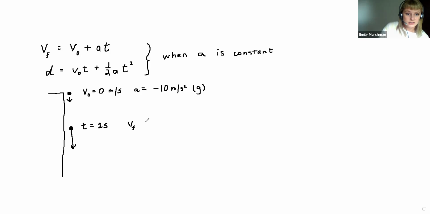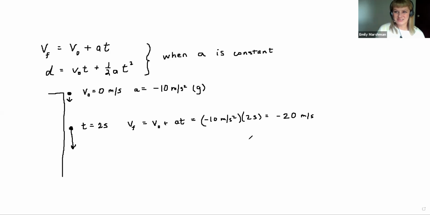So V final is equal to V initial plus AT. The initial velocity was 0. The acceleration is negative 10 meters per second every second. That's why I have a meter per second squared here. And time is 2 seconds. So the final velocity after 2 seconds of falling is negative 20 meters per second. Makes sense because that's what the acceleration tells us that it has to be. Every second, the object gains another 10 meters per second of velocity.